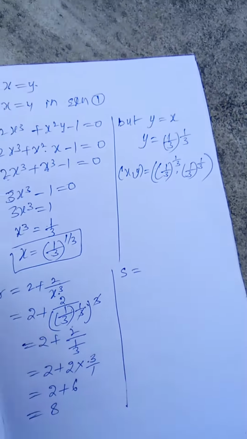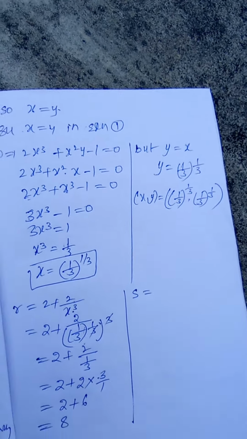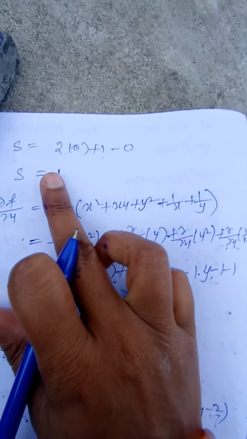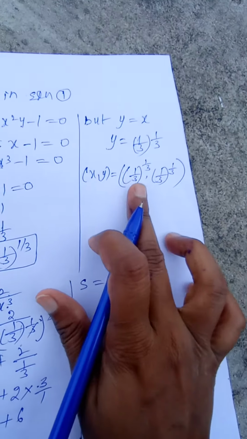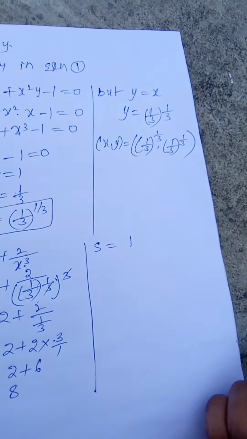Next find s value. S is equal to, so we know that s value is 1. So at this point, we get s value is 1.